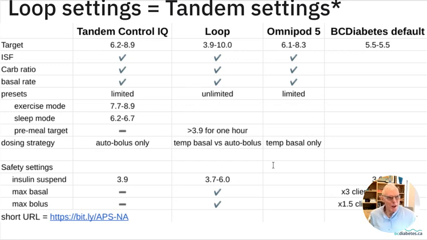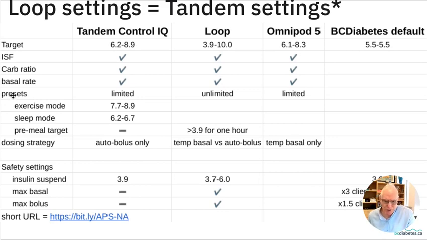Well, I know a lot of you know how to adjust people using Tandem pumps. Well, the good news is that the settings in Loop are exactly the same as they are in Tandem. Basically, you've just got to figure out an ISF, a carb ratio, and a basal rate. Loop allows for greater customization and more flexibility. With Tandem, the target sugar is 6.2 to 8.9. In Loop, it can be from 3.9 to 10. Here I've got another column for Omnipod 5, which is not expected until perhaps the second quarter of next year. The target range with Omnipod 5 is 6.1 to 8.3.